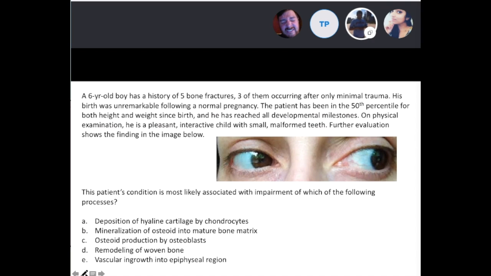A 6-year-old boy has a history of 5 bone fractures, 3 of them occurring only after minimal trauma. His birth was unremarkable following a normal pregnancy. The patient has been in the 50th percentile for both height and weight since birth, and he has reached all developmental milestones. On physical exam, he is a pleasant, interactive child with small, malformed teeth. Further evaluation shows the finding in the image below. This patient's condition is most likely associated with impairment of which of the following processes?